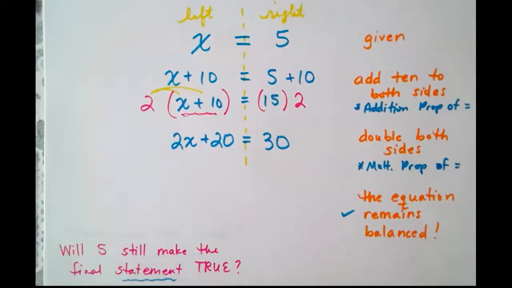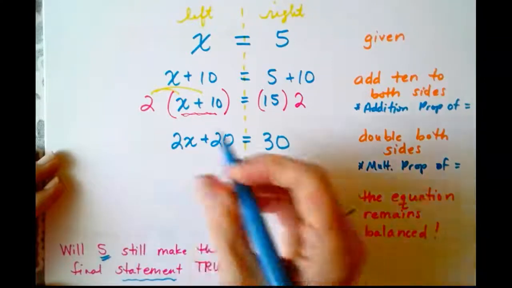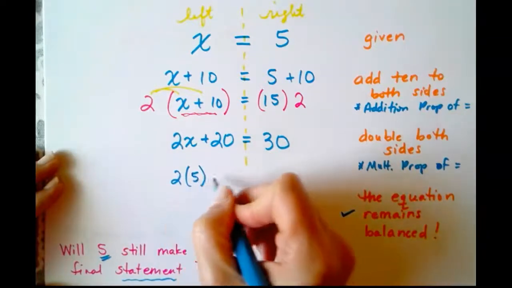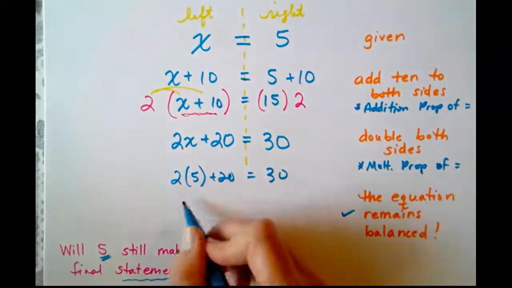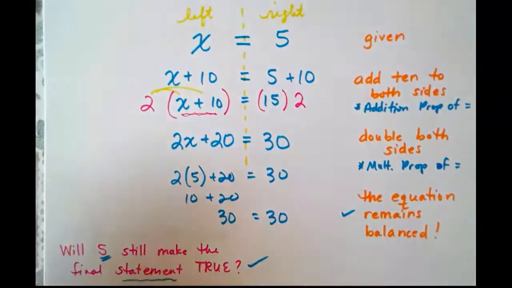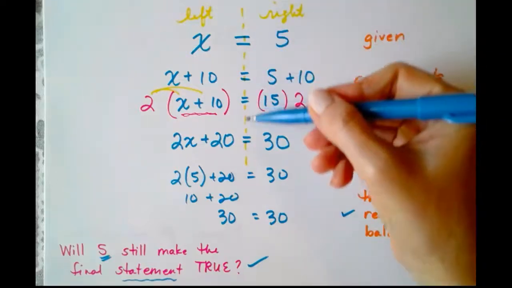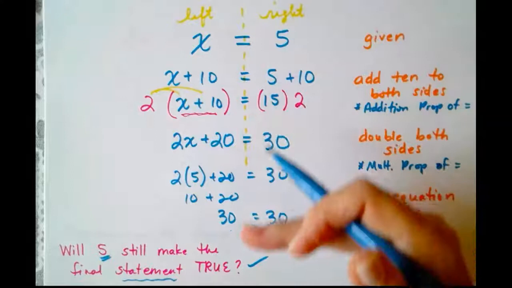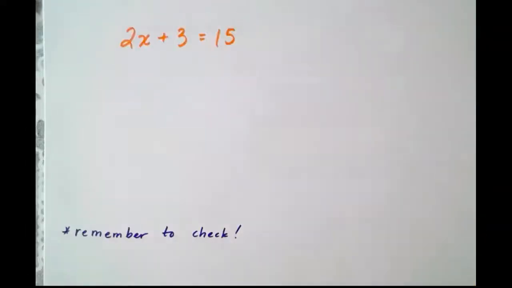Well, let's check. So here goes. I'm going to use the substitution property and plug in the 5. 2 times 5 plus 20 equals 30. 2 times 5 is 10. 10 plus 20 is 30, and 30 equals 30. So yes, it still remains true. My equation remained balanced. So left side, right side, I'm keeping my equal signs lined up. I'm working down the page. Now we're not going to move backwards any longer, we're going to start going forward.